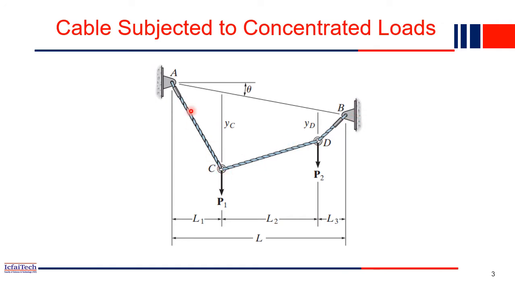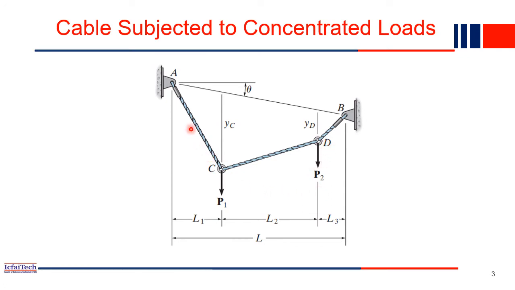After application of the load, it may create some angle with the support, and maybe there will be some sag in some portion of the structure. So this is the overall cable structure where two concentrated loads are acting, P1 and P2.